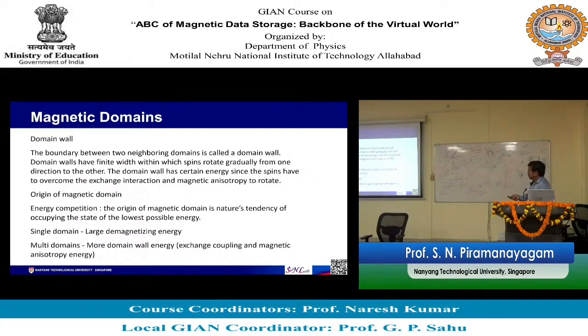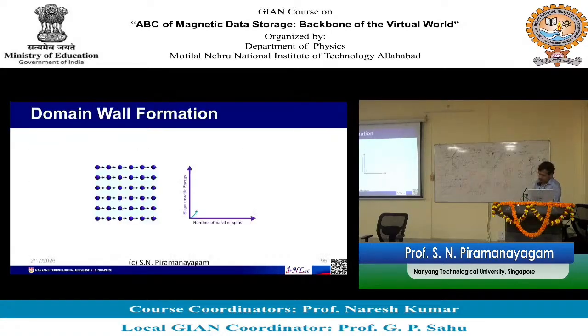So, I draw magnetic domains, right. Here I have one domain, here I have another domain, and the region that separates two domains is called a domain wall. Okay. So, the domain wall is the boundary between two neighboring domains. We will learn a bit more about this in the next few minutes.